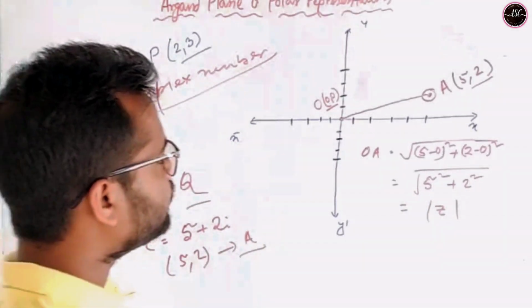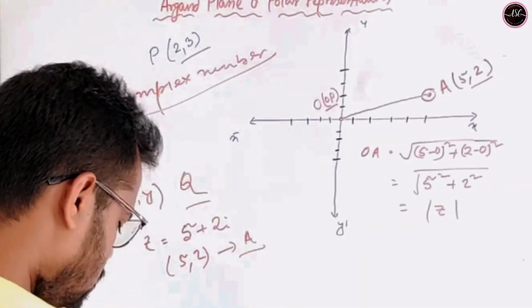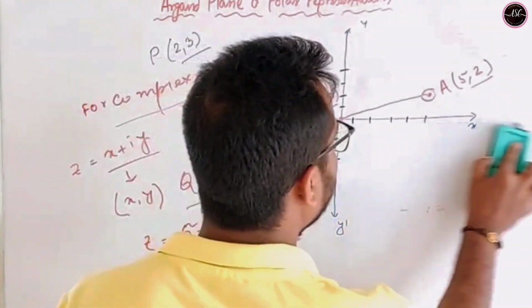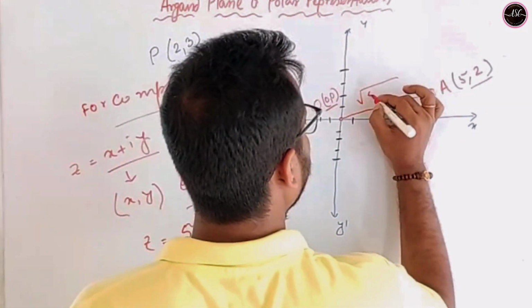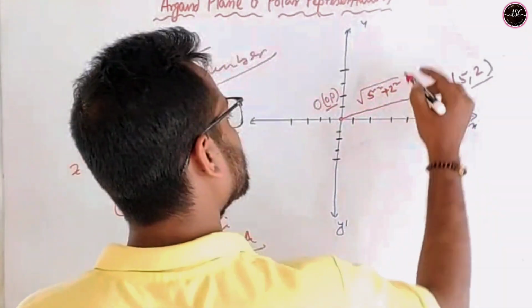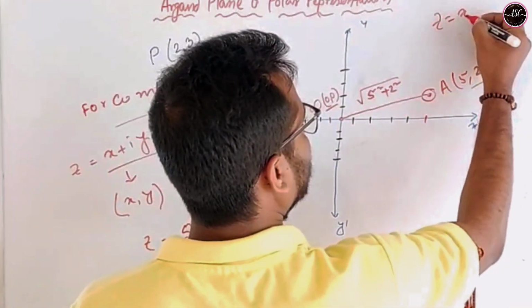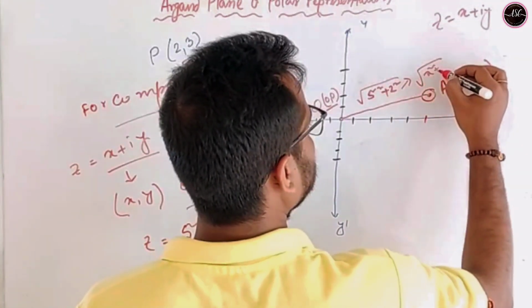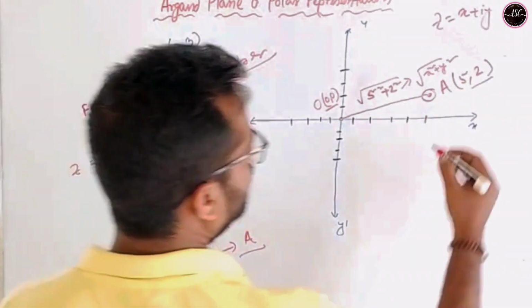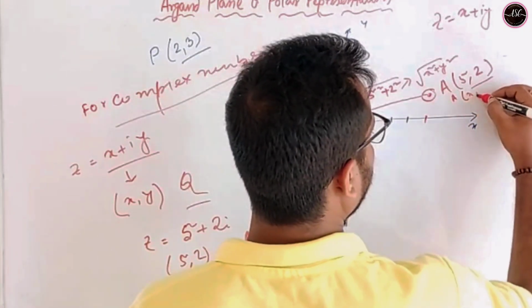Okay. Now just look. So this is root of 5 square plus 2 square. In general form, when z equal to x plus iy, this can be represented as root over x square plus y square. Okay. When A equal to x comma y.